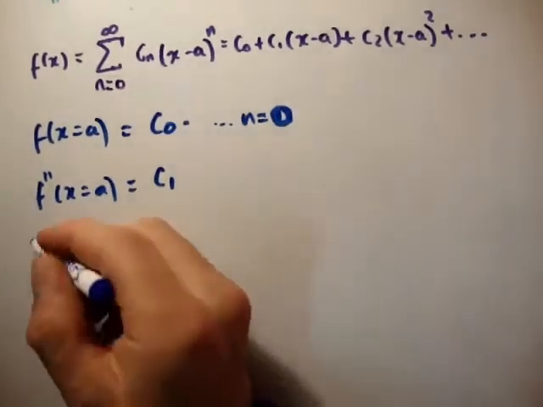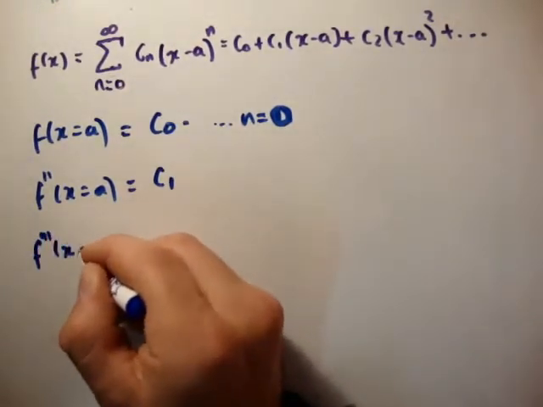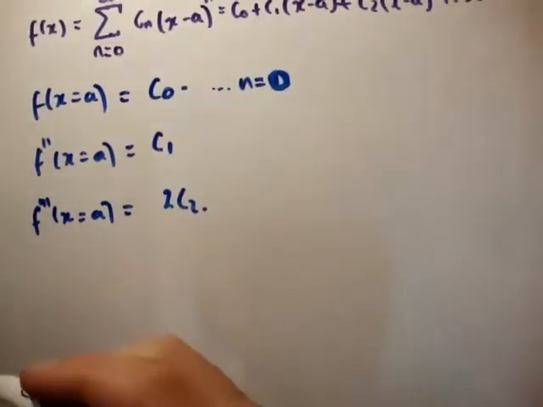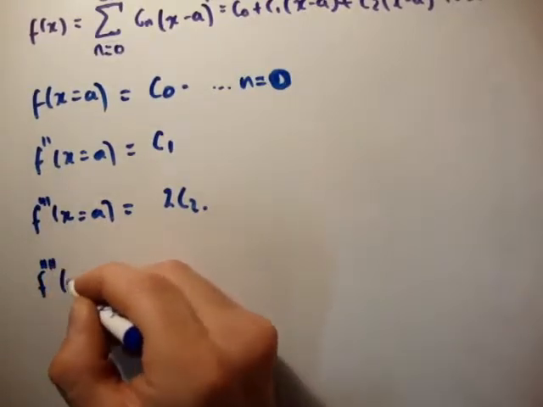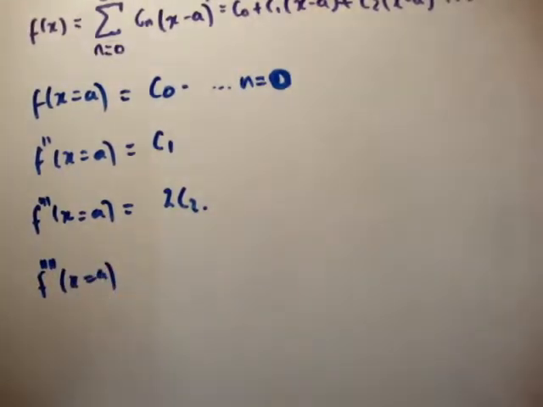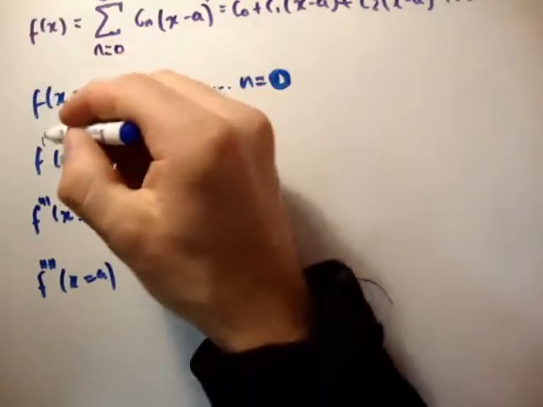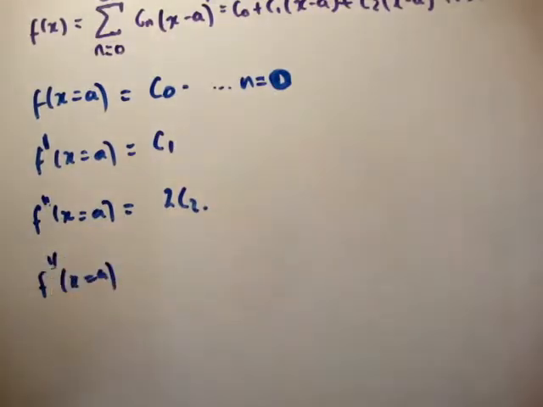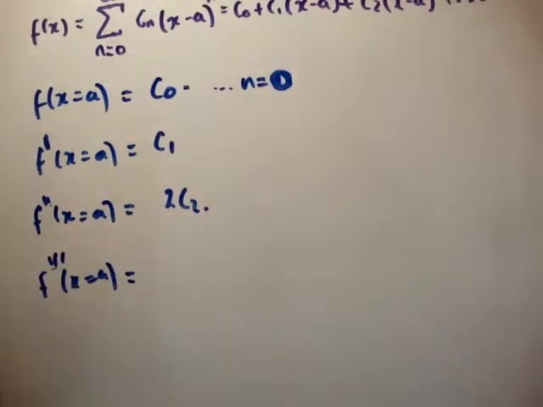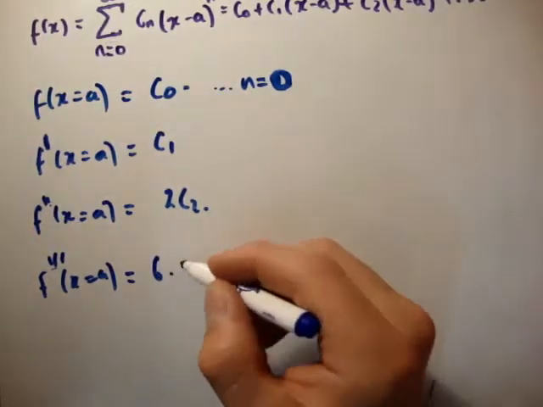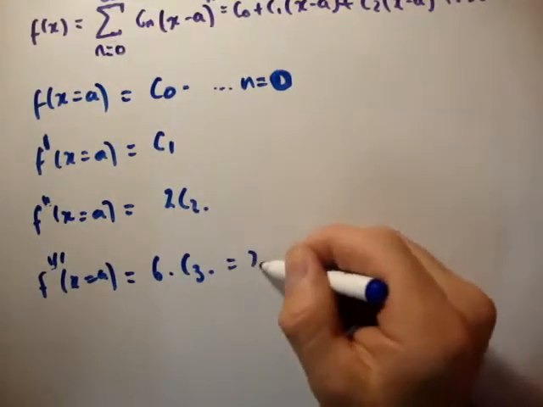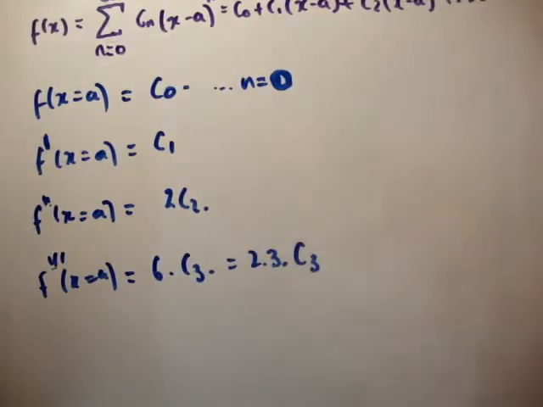And if we look at the third derivative, centered at x is equal to a, you're going to get twice c sub 2. Sorry, this is the first derivative, that's the second derivative, and this is the third derivative. So if we center the third derivative at x is equal to a, what we're going to get is 6 times c sub 3. Or, what we're actually getting is 2 times 3 times c sub 3.